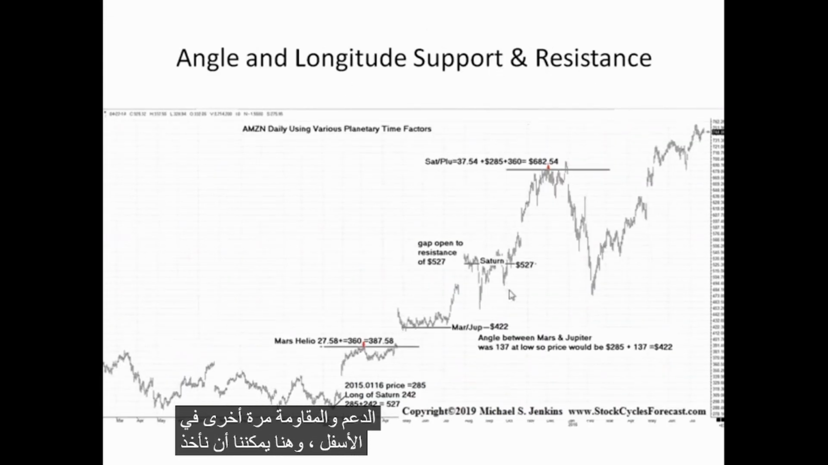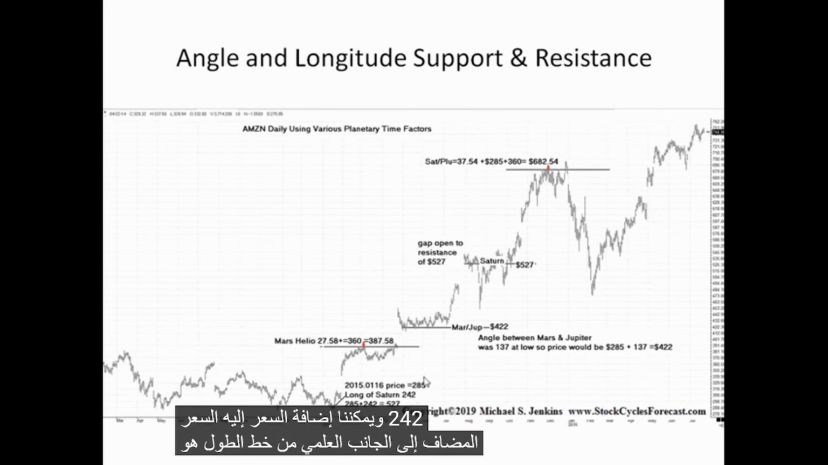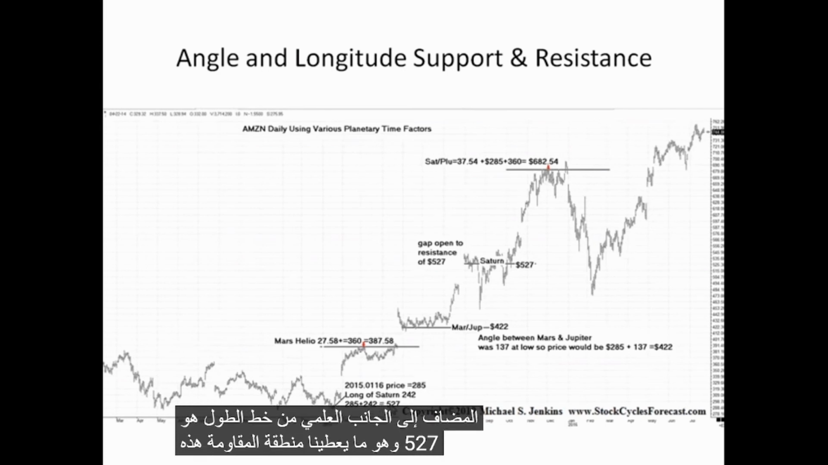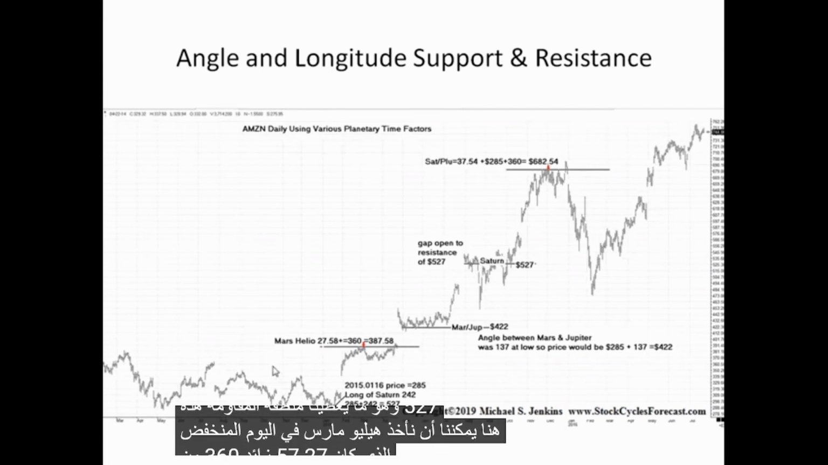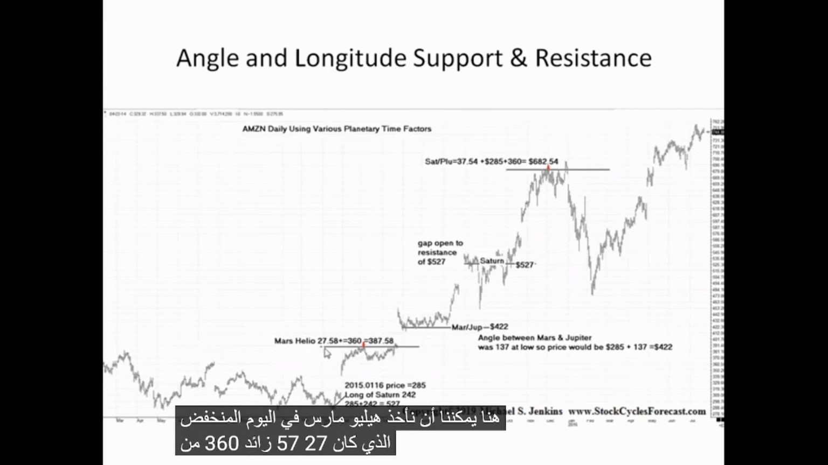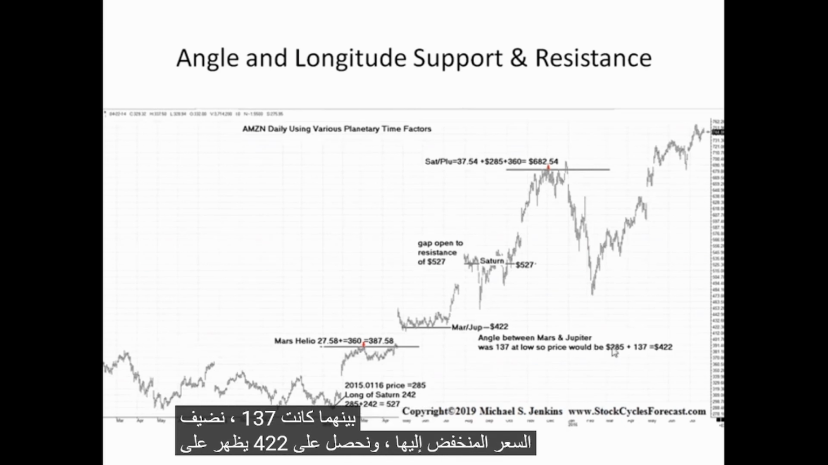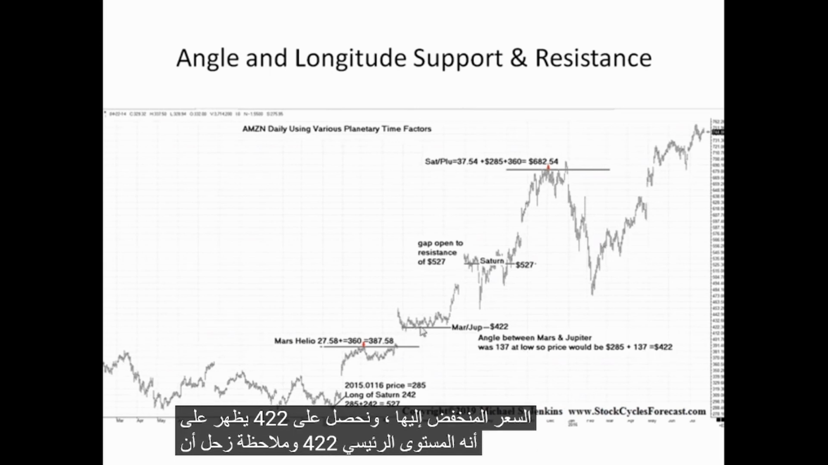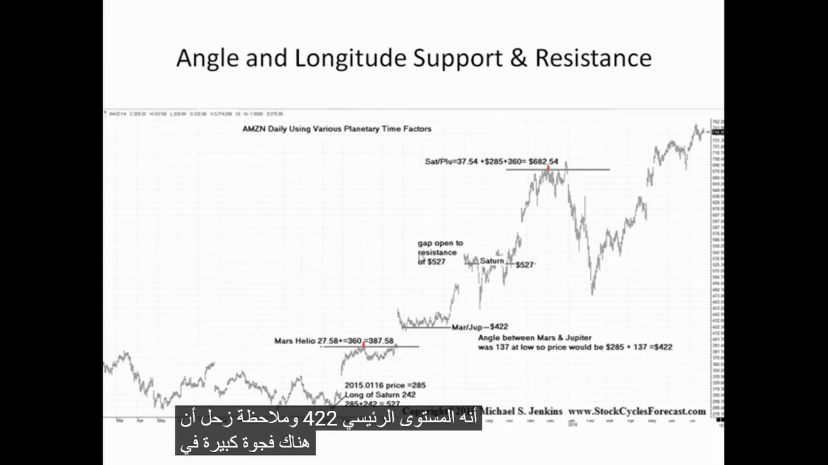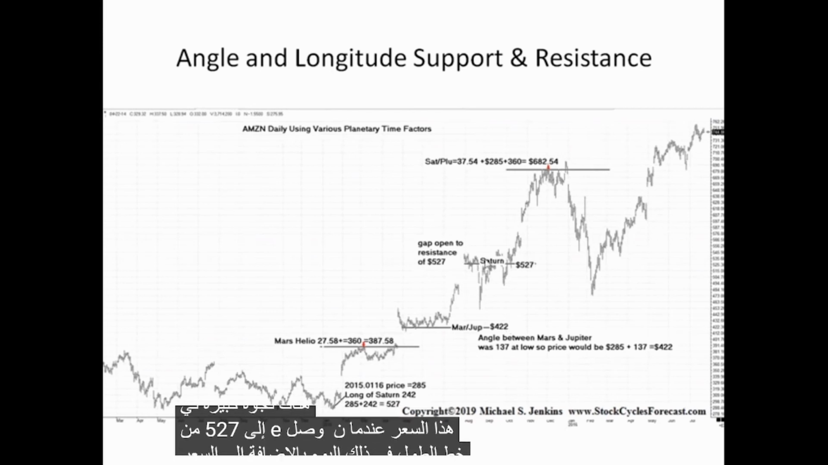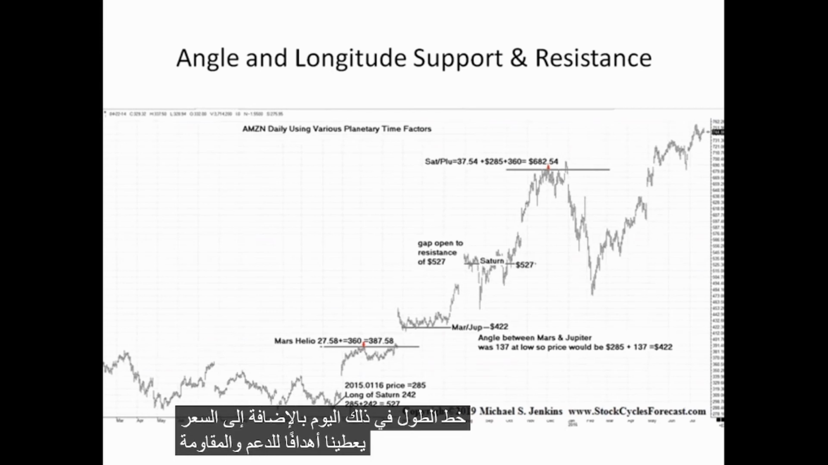Again, at the bottom down here, we can take the individual longitude of Saturn, like 242, and we can add the price to it. The price added to Saturn's longitude is 527. That gives us this resistance area here. We can take Helio-Mars on a low day. That was 27.57 plus 360 of a circle gives you resistance at 387 right here. Here's the Mars-Jupiter. The angle between them was 137. We add the low price to it. We get 422. It shows up as this major level of 422. On the Saturn one, note there was a huge gap right to that price when we got to the 527. The longitude on that day plus the price gives us support and resistance targets.